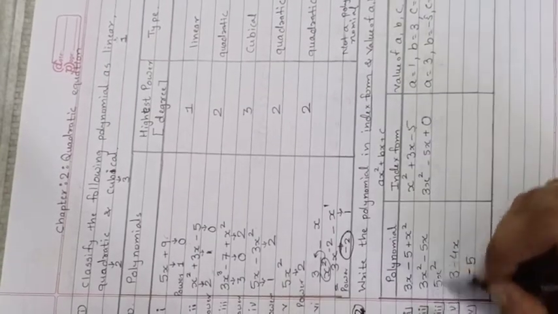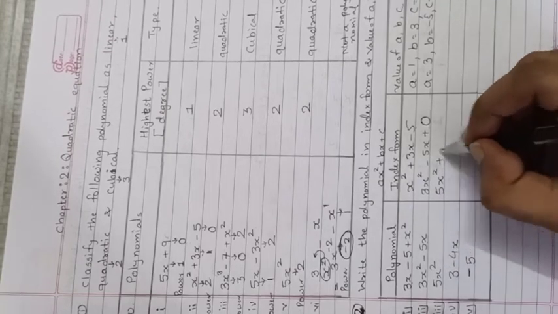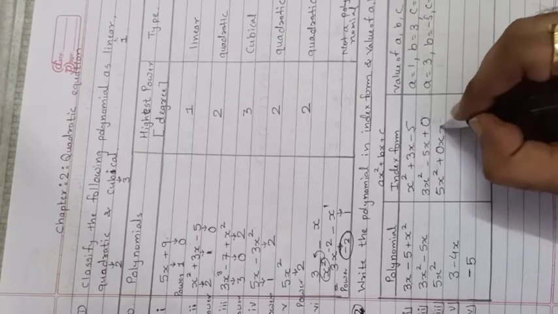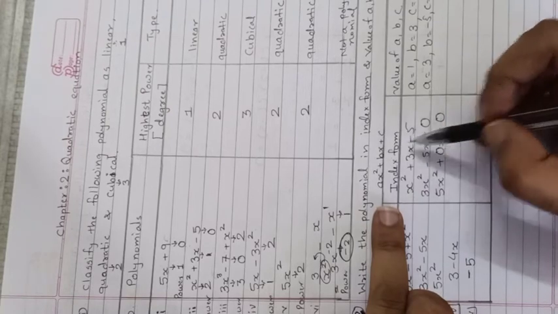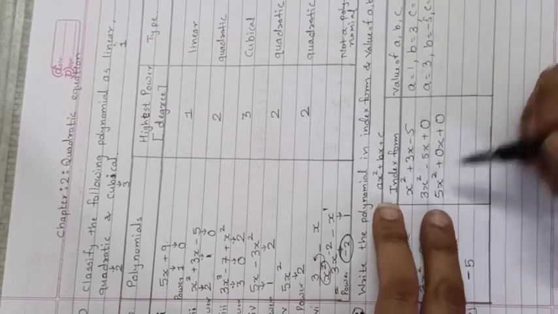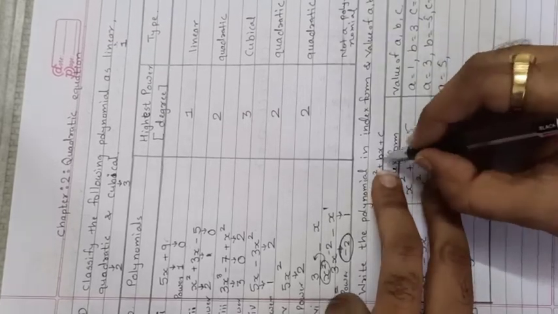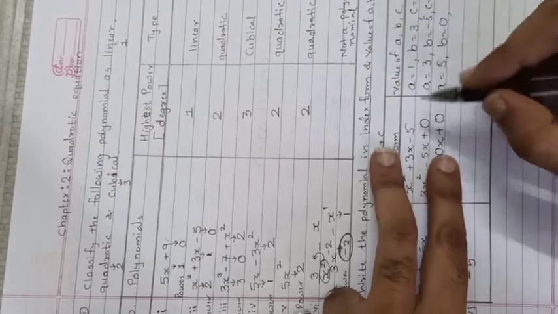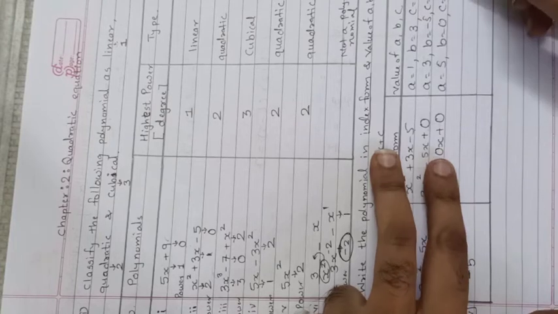The next one, 5x square. Can you see any x? No. Then we have to write 0x. Can you see any other number? No. Then you have to write 0 again. Now compare with ax square plus bx plus c. The coefficient of x square is a, and here it is 5, so a equal to 5. The coefficient of x is b, and here it is 0, so b equal to 0. The constant number is c, and here it is 0, so c equal to 0.